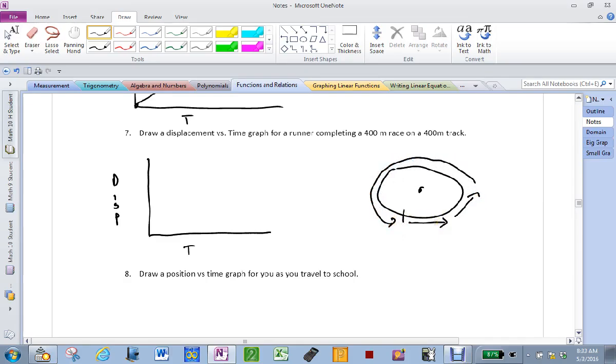what happens to my distances? Can it be a straight line? No. Where must I end up? Back at 0. What's it going to look like in between? As I run this way, what is happening to my displacement? I'm going away from my starting point. So where does the line go? Away from the... Up. Yeah.